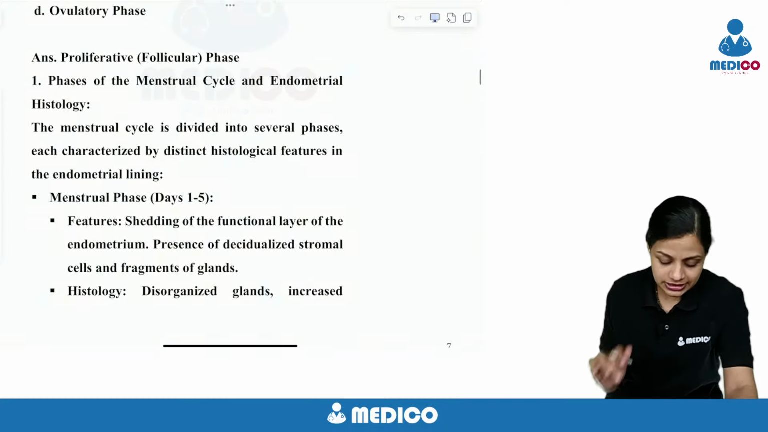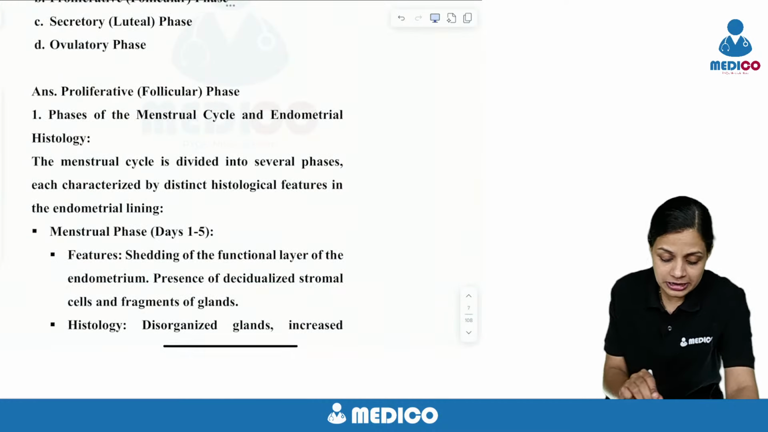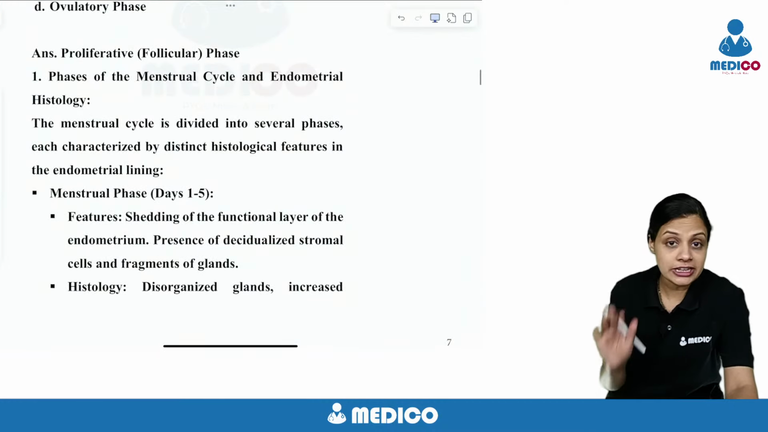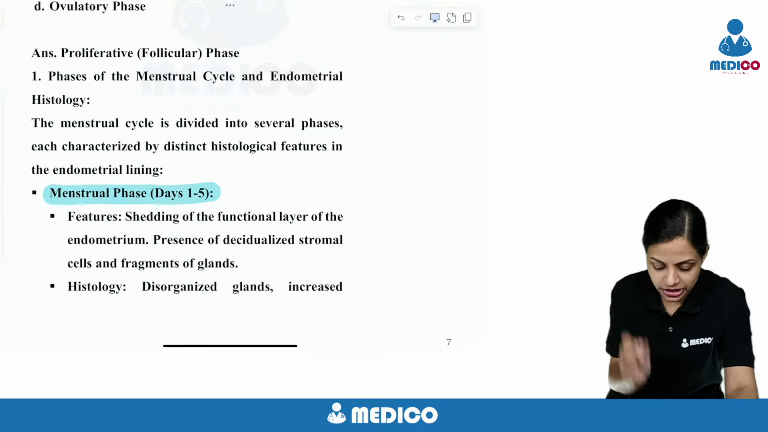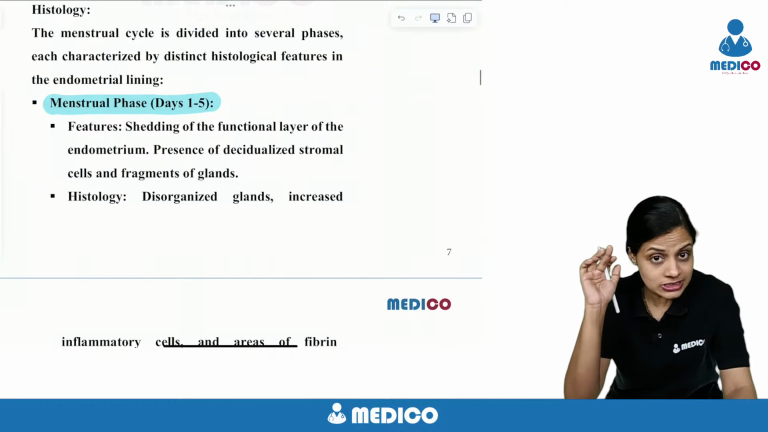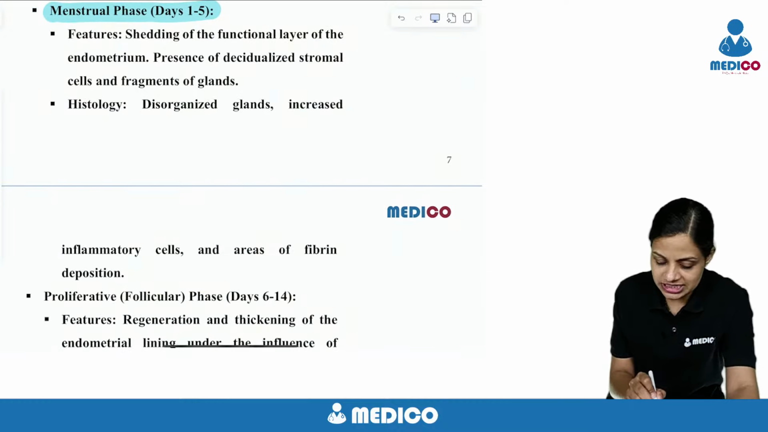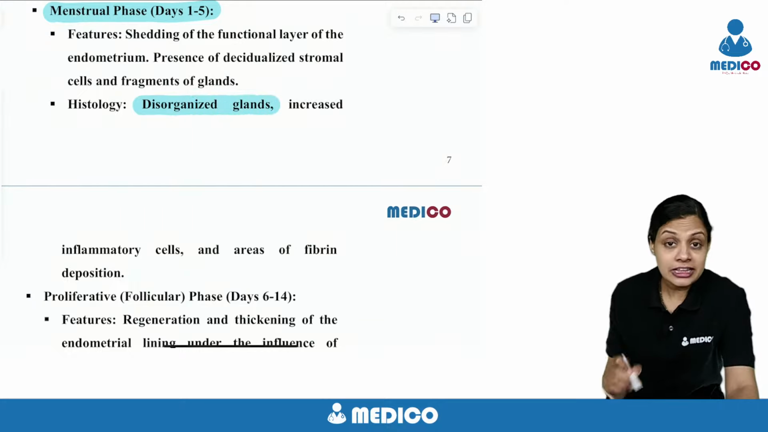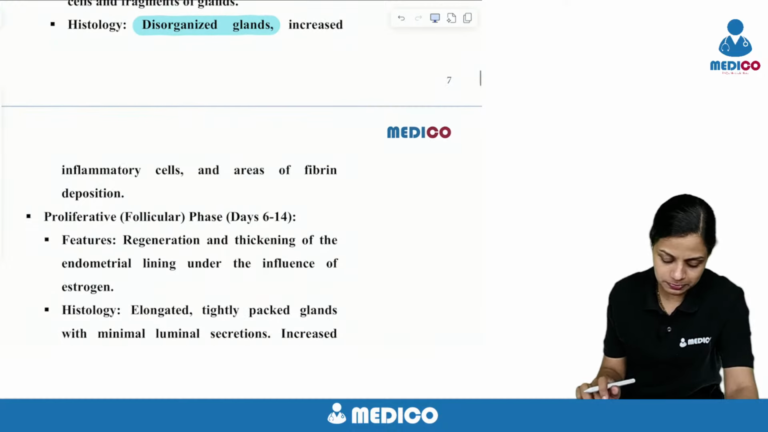What are the things that you can expect? If it is in the menstrual phase, that is from day 1 to day 5, what do you see if a histology is done? You can see disorganized glands. There can be an increase in the inflammatory cells in areas of fibrin deposition.